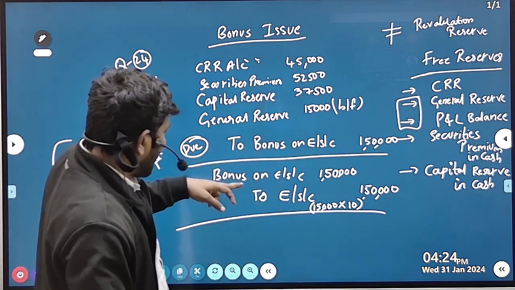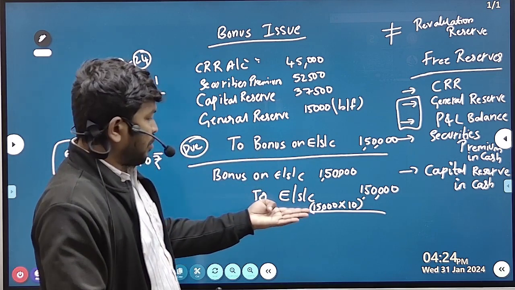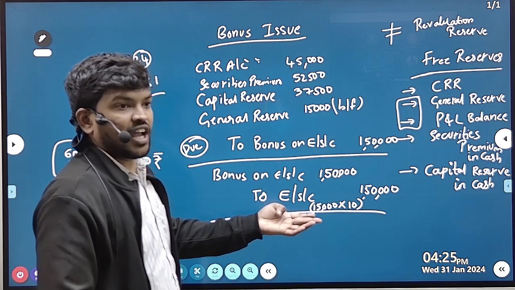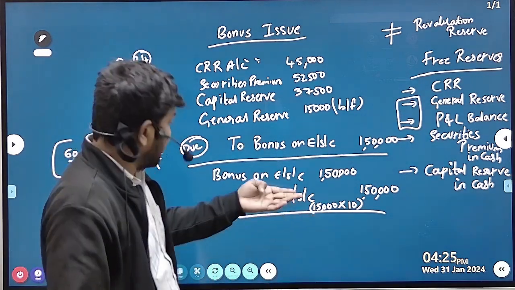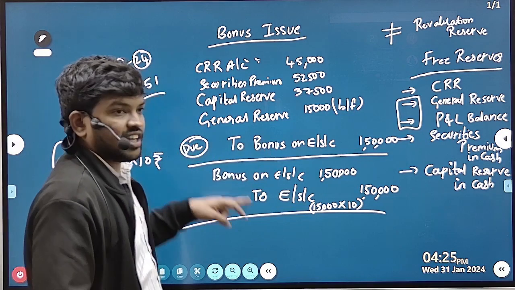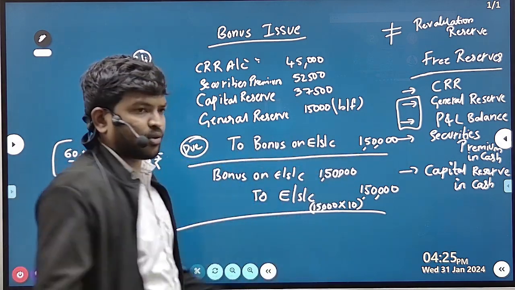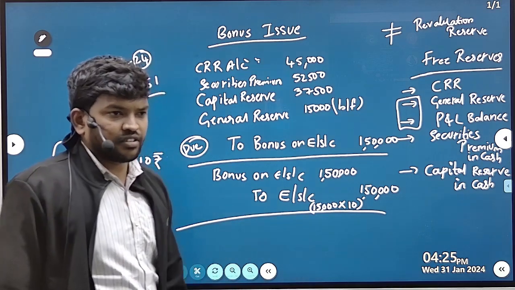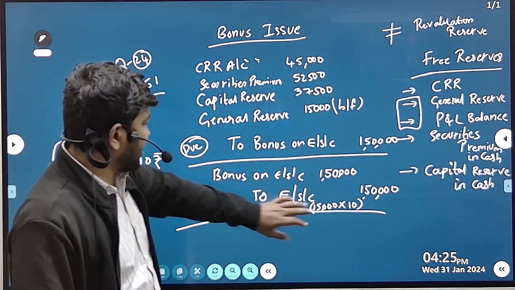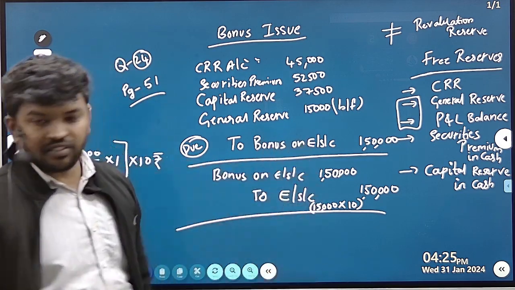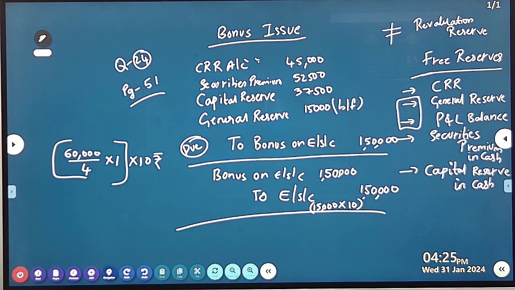Next entry will be upon issue of this bonus shares. After the bonus share allotment, I'll pass this entry. I'll cancel this and I'll credit equity share capital. Directly you can write equity share capital, no issue. When you are issuing shares, you will credit equity share capital, yes or no? This is just a temporary account, bonus to equity shareholders. You can take any name. Okay, clear with this entry?